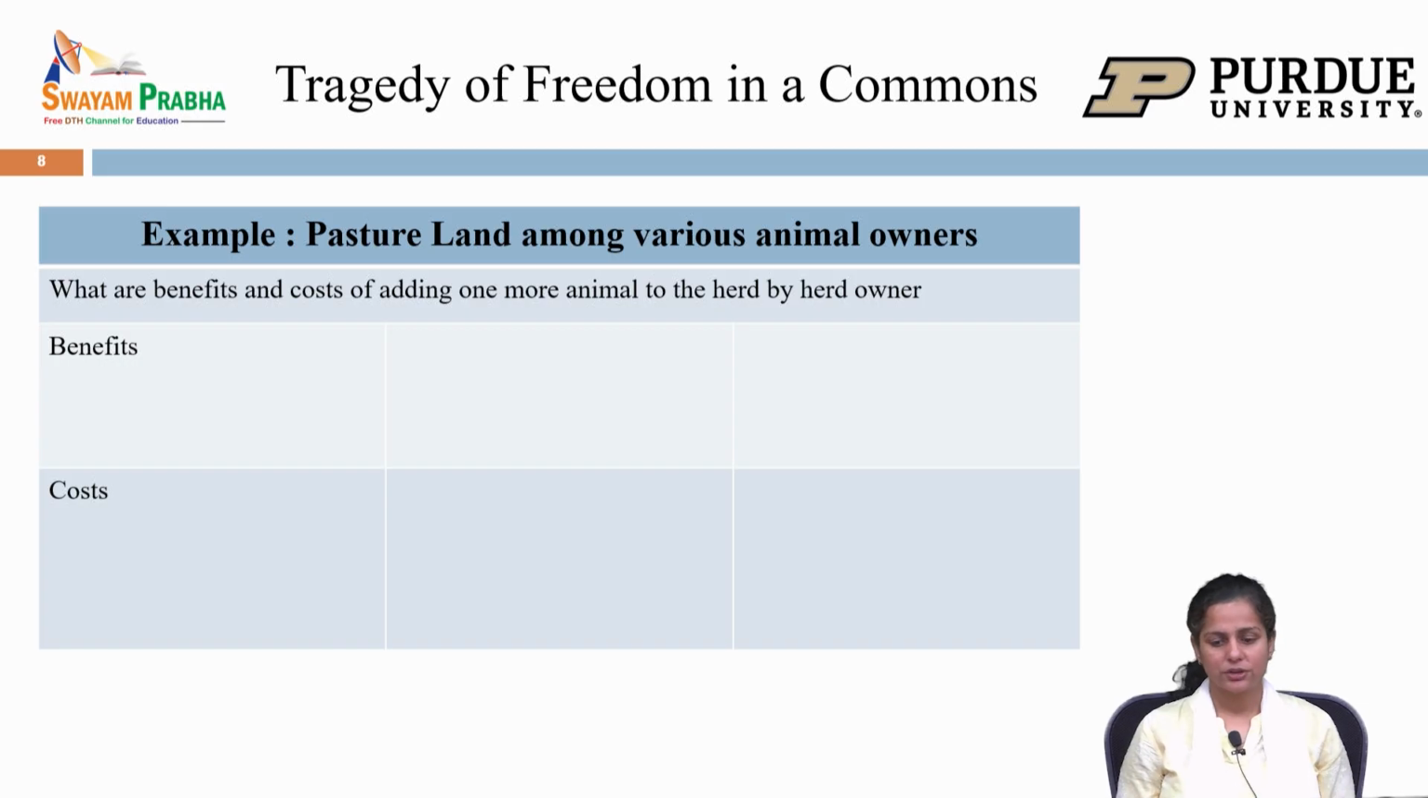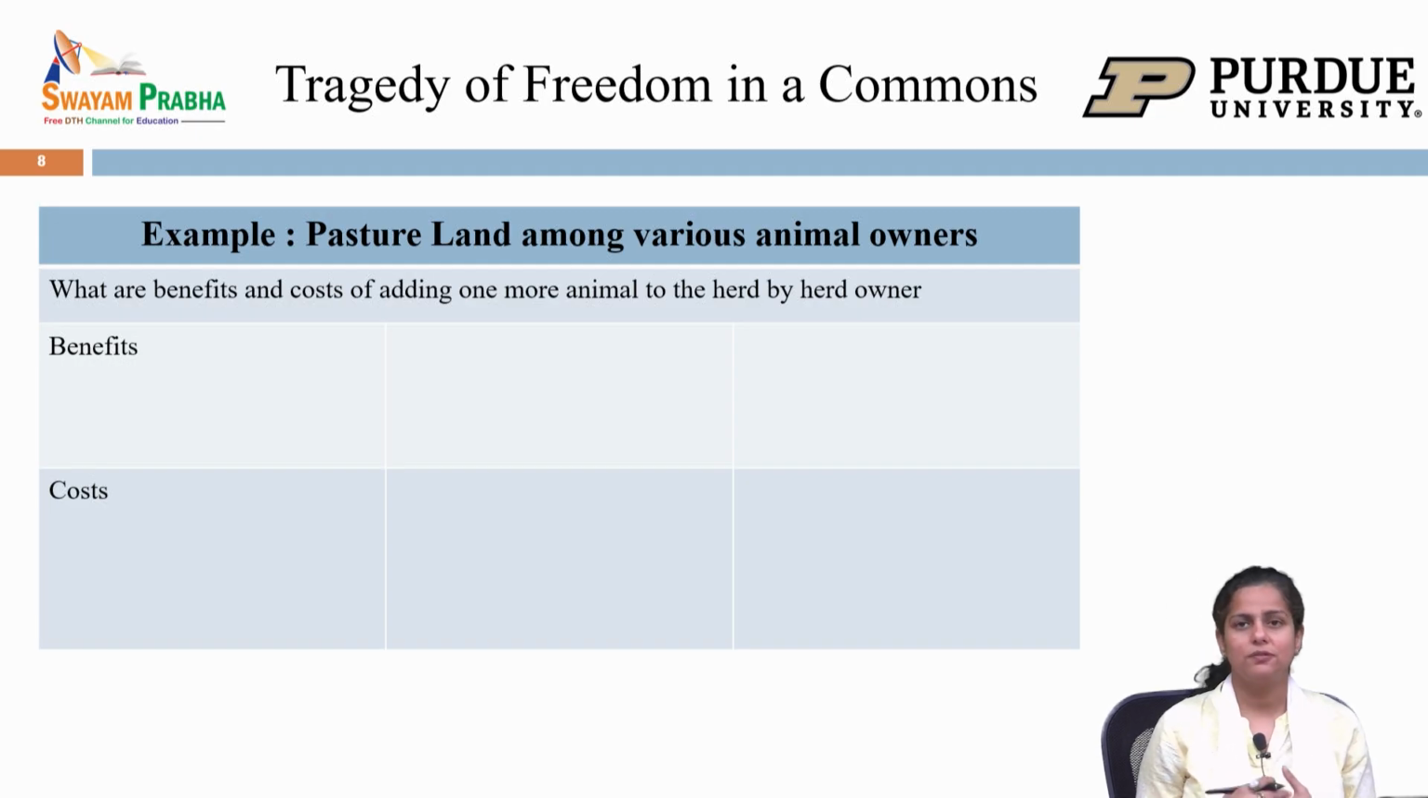An example of the tragedy of freedom in a commons is pasture land among various animal owners. I can explain this by talking about the users. Let's say we have herd owners, and every herd owner has a certain number of cattle grazing on that pasture land. To think about the tragedy of commons, you need to think about different users in the system. Here the different herd owners are the system, and their cattle are grazing on the pasture. For each user of this pasture land, which is your common resource, there are certain benefits and certain costs.